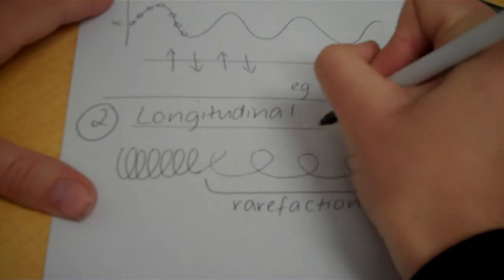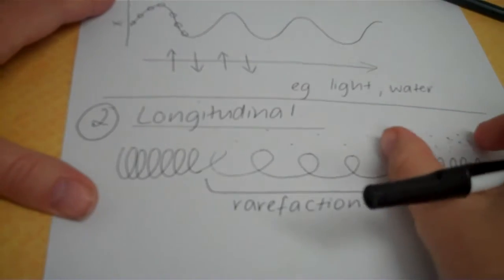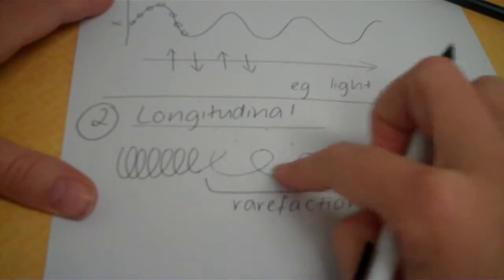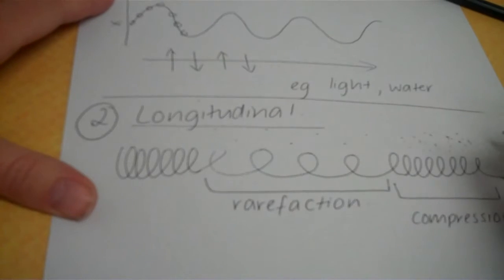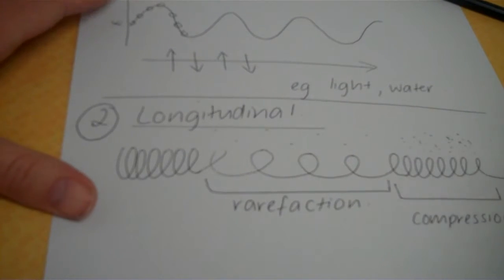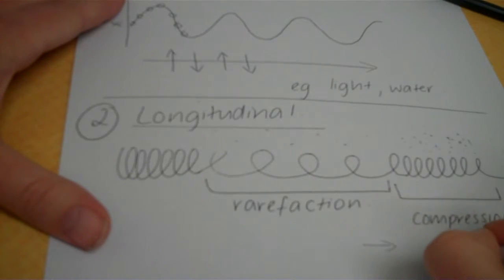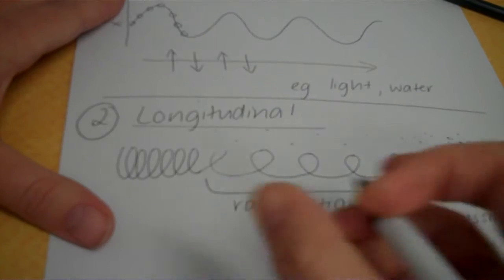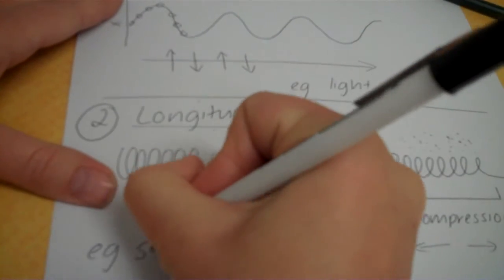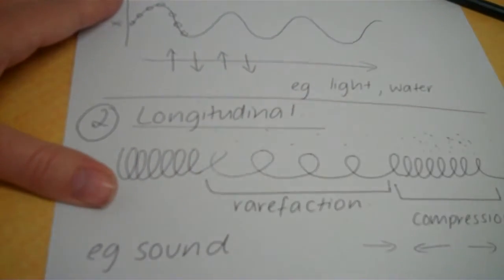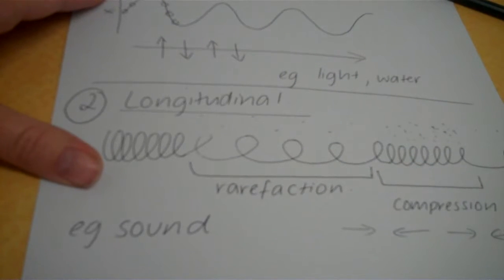Whereas in this one, because they've all been compressed into this area, there's obviously less in this area of rarefaction. So that's how a sound wave works. These particles get pushed closer together and pushed away. It works like that, it's that kind of motion. As I said, the big example of this is sound waves, the one we tend to know best.